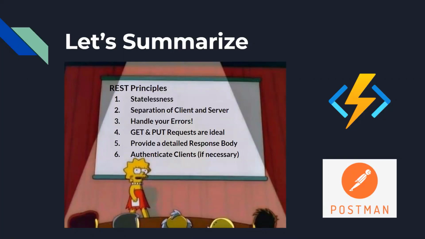GET and PUT requests are ideal request methods. Providing a detailed response body is always a plus, and authenticating your clients if and when necessary. Also, function apps are a great way to get started with building your own API. Like I said, the documentation is exquisite, and Postman is also a very useful tool for developing APIs.